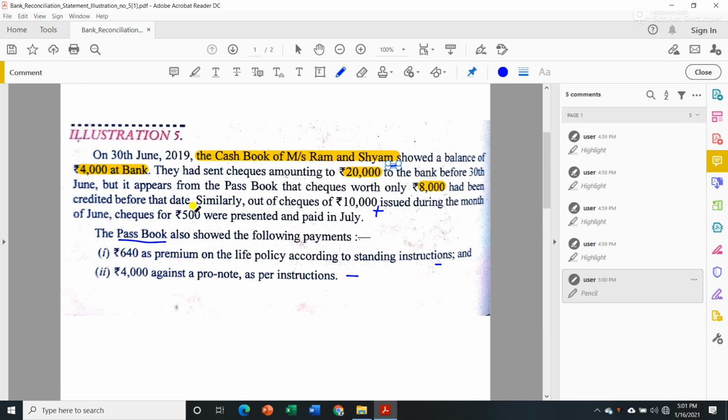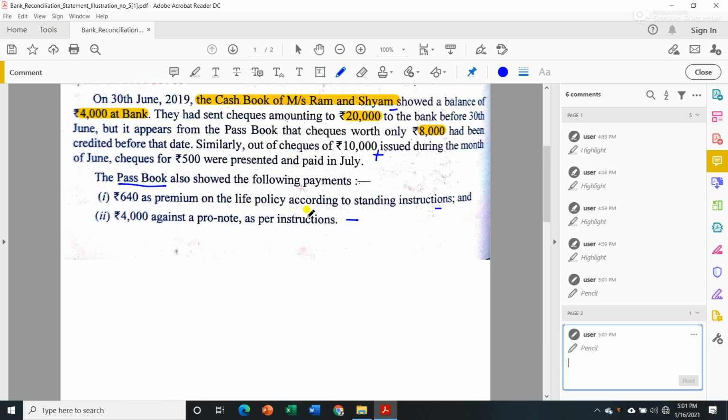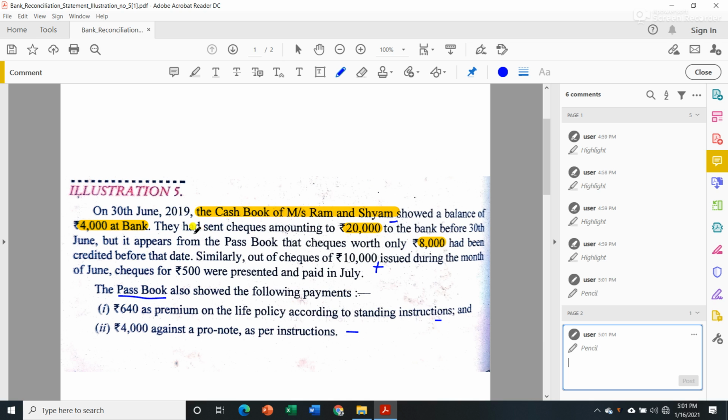Oh wait, sorry, we have to prepare the bank reconciliation as on 30th June. So before that, check one. They had sent checks amounting to rupees 20,000 to the bank before 30th June, but only 8,000 had been credited before that date. So this one is correct.